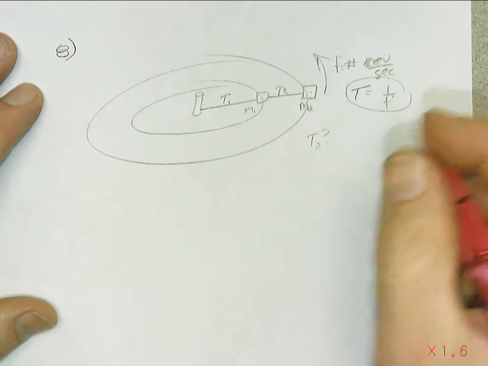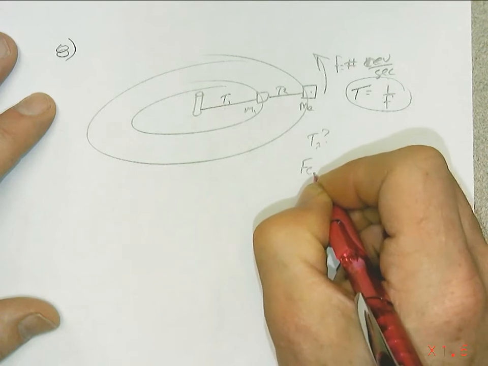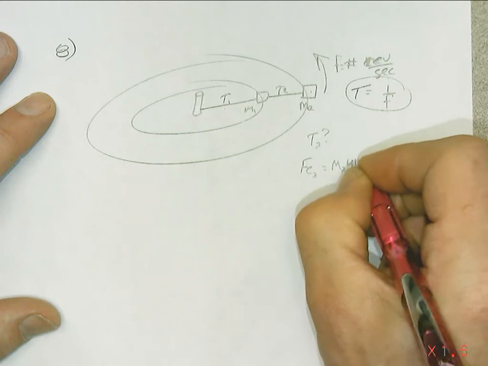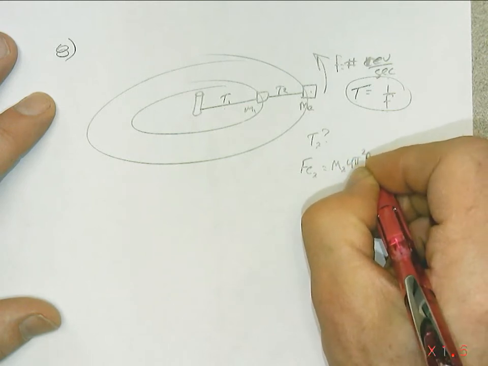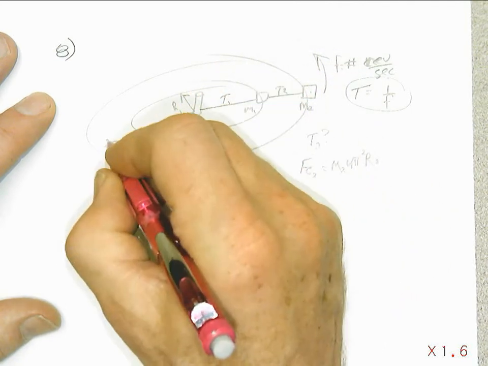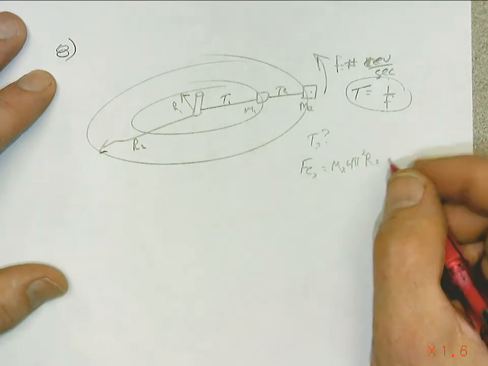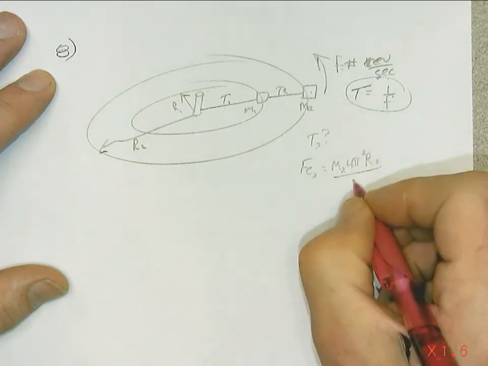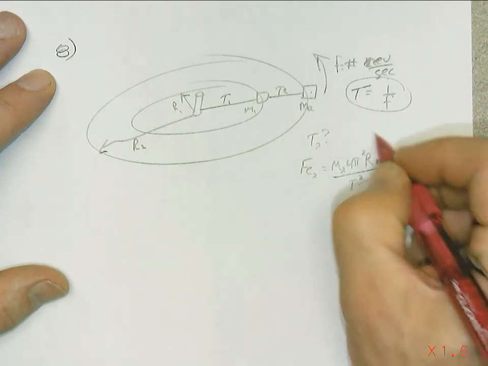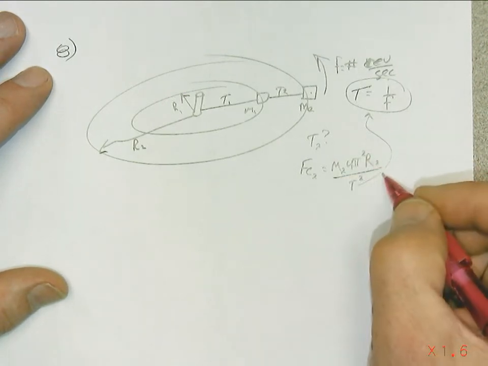T2? Well, basically, it is Fc2, the centripetal force number 2, which is M2 4 pi squared R2. I can put that in here. There's R1, and this is R2. This might be pretty obvious: M 4 pi squared R over T squared, remembering the T comes from this, 1 over f. All right, so there it is. You can just plug all the numbers in.